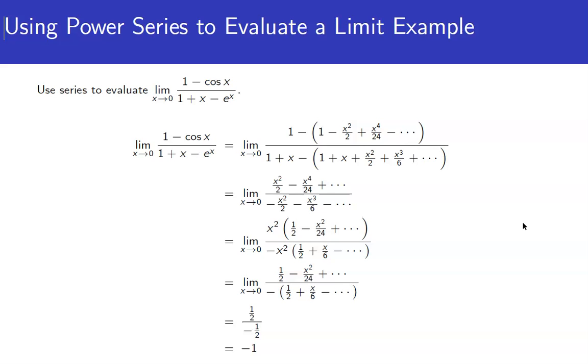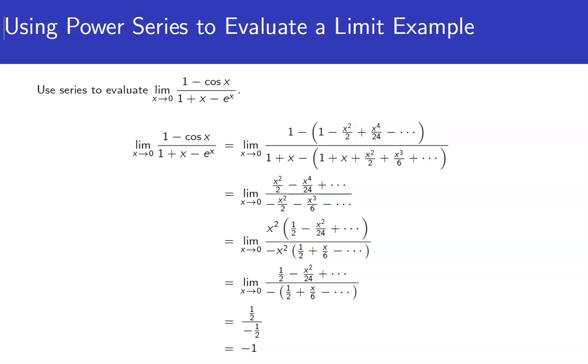All right, so now let's do some simplifying. 1 minus 1 will give us 0. Distributing the minus sign through will flip all the remaining signs of the numerator. In the denominator, the 1 plus x's will cancel, and this negative will distribute all the way through and make them all negative. So we'll get x squared over 2 minus x to the 4th over 24, and so on, divided by negative x squared over 2 minus x cubed over 6 minus, and so on.